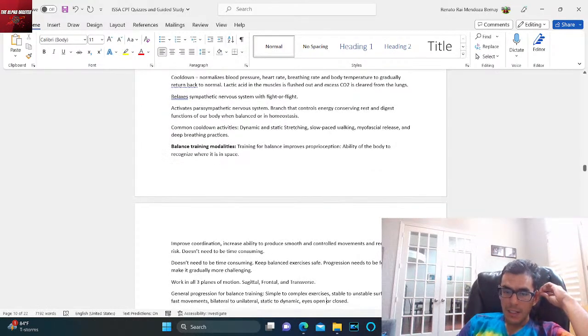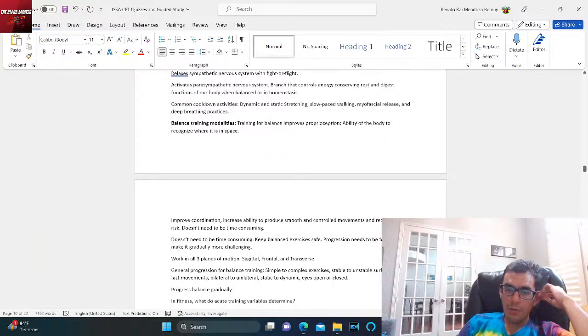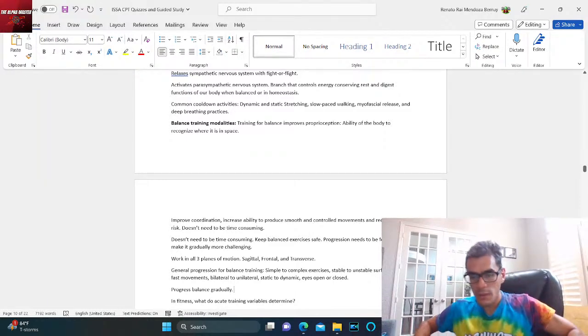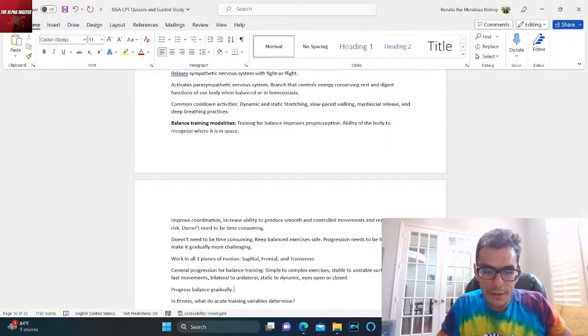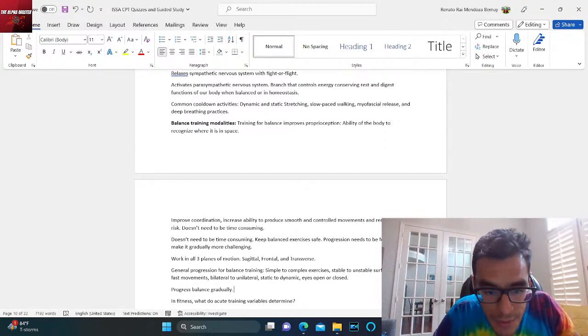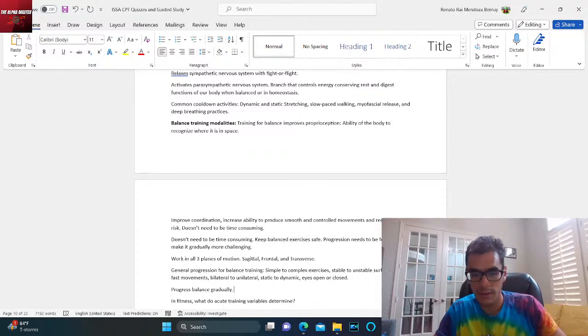General progression for balance training: you go from simple to complex exercises, stable to unstable surfaces, slow to fast movements, bilateral to unilateral, static to dynamic, eyes open to eyes closed. You need to progress balance gradually.